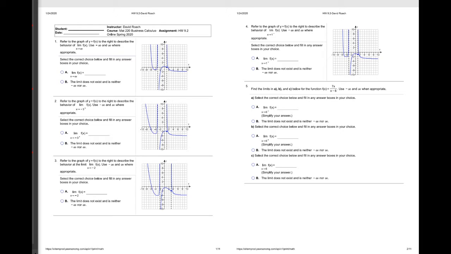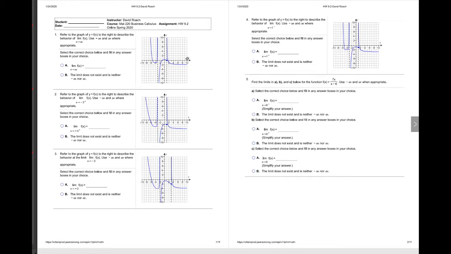Number one here is a graph of a function. It's kind of pieced together. It's got some asymptotes, and they're asking what's happening as x goes to infinity. So this is positive infinity. So we're headed out this direction on the x-axis. We're trying to see what's happening with the y-axis.